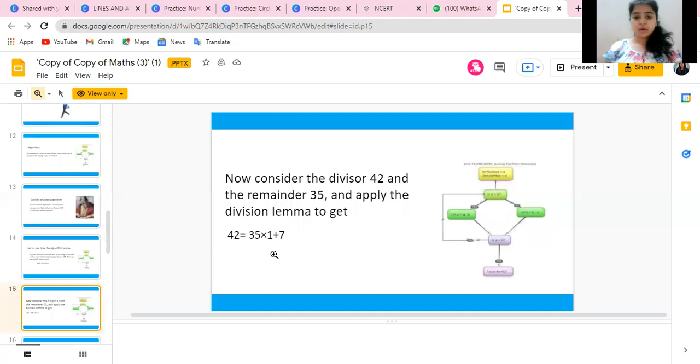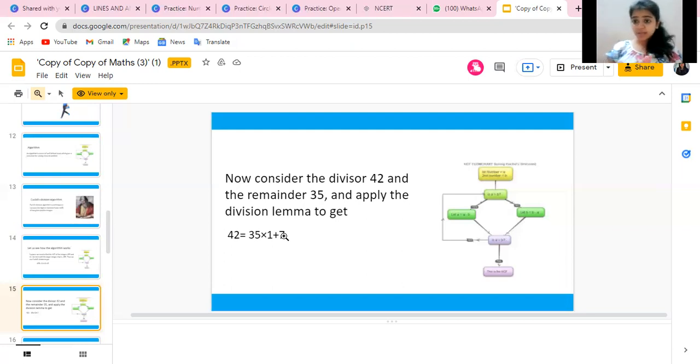Okay. Now consider 42 as the dividend and 35 as the divisor, and apply division lemma to get it. What we did here, in the previous slide, 455 was the dividend and 42 was the divisor. Now we made 42 the dividend and the remainder is converted into the divisor. Okay. So 42 is equal to 35 into 1 plus 7. 7 is the remainder. Okay. And 42 is the dividend, 35 is the divisor, and 1 is the quotient.